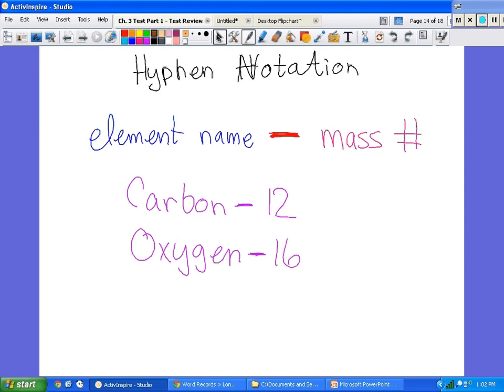So again, in hyphen notation, there must be a hyphen. Okay. Now, how do we write it? Well, it's the element name. If it's oxygen, if it's uranium, if it's whatever. It's the element name and a hyphen. And then the key here, guys, make sure you get this: it's not the protons, it's not the neutrons, it's not the electrons. It is the mass number. Make sure you get that.